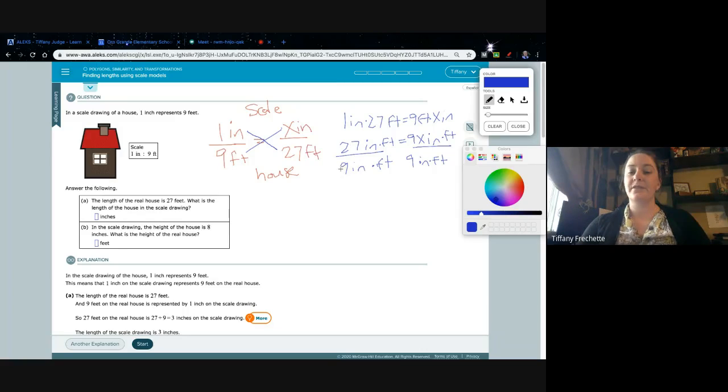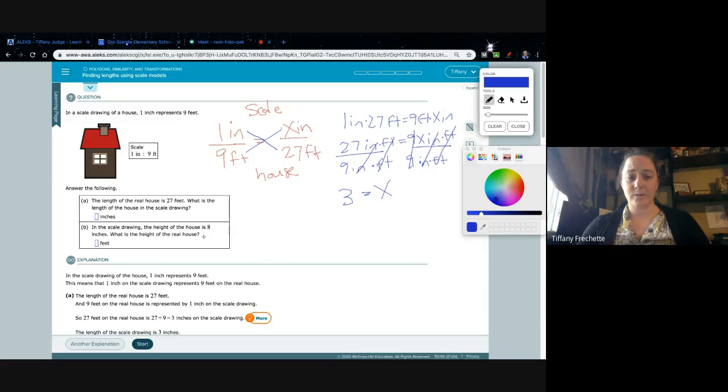So we have 27 divided by 9, and we get 3. Well, inches over inches, that cancels. Feet over feet, that cancels. And then on this side, I have 9 divided by 9, that cancels. Inches over inches, that cancels. Feet over feet, that cancels. So I'm just left with X. So in the scale drawing, it must be 3 inches.